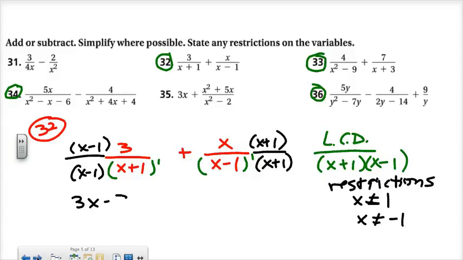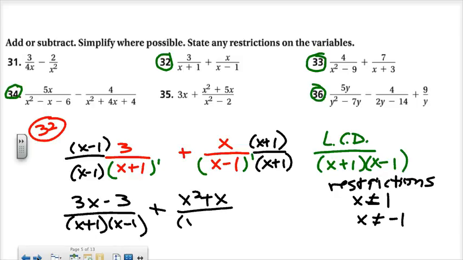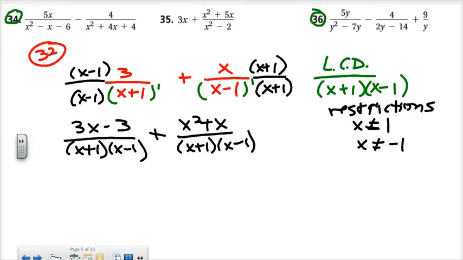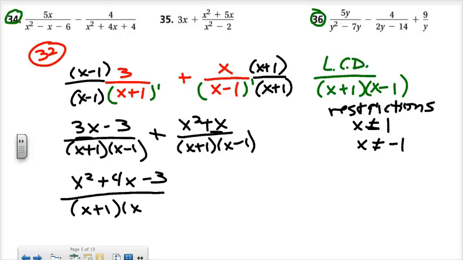I will get 3x minus 3 over x plus 1 times x minus 1, plus x times x plus 1, distributing will give me x squared plus x over x plus 1 times x minus 1. And again, no new restrictions, because when we found our least common denominator, that gives us the restrictions that we'll need for the problem. Now I can go ahead and do the addition. I have a common denominator. Well, I have an x squared in my numerator, and then I have 3x plus x, which is 4x, and then I have a minus 3 over x plus 1 times x minus 1.